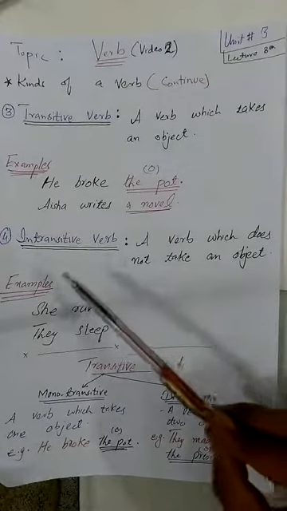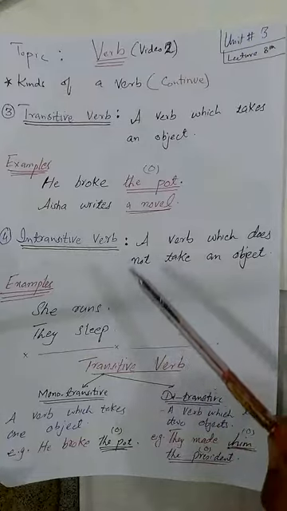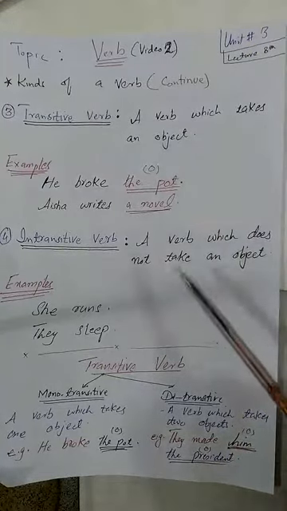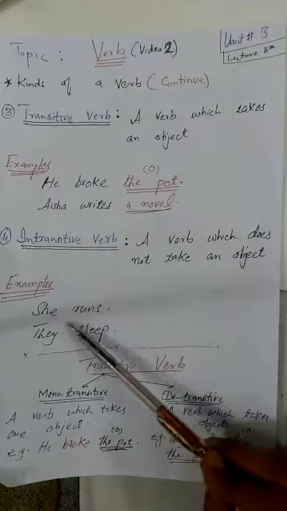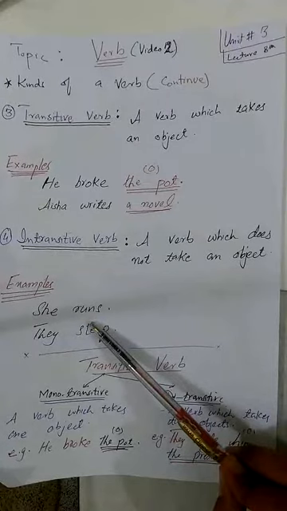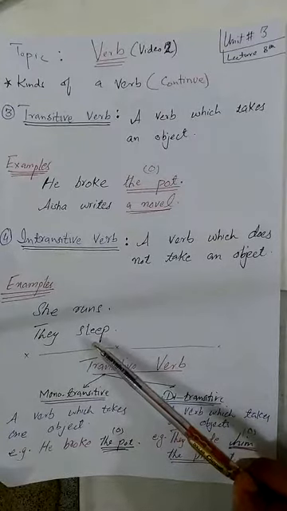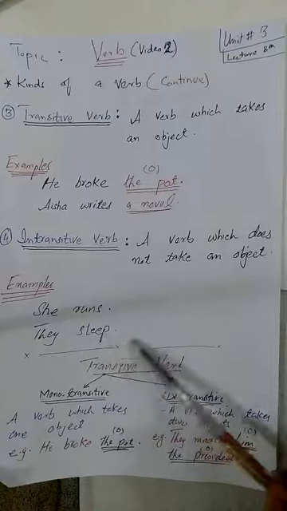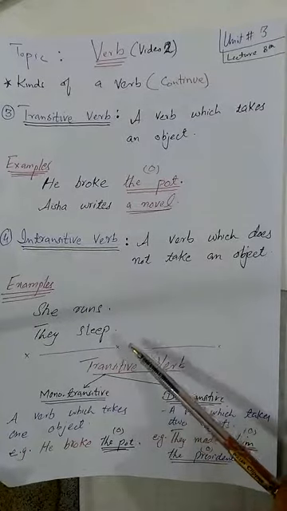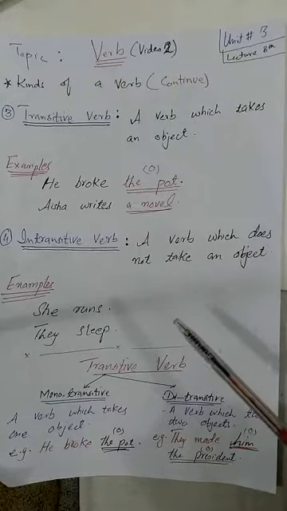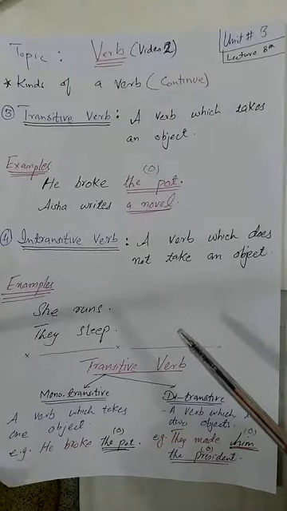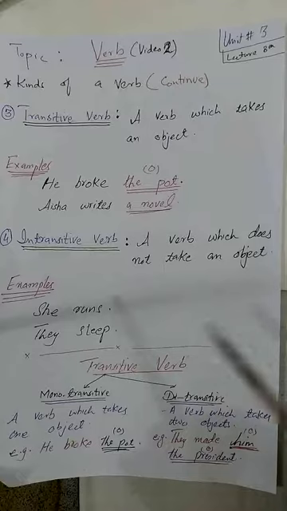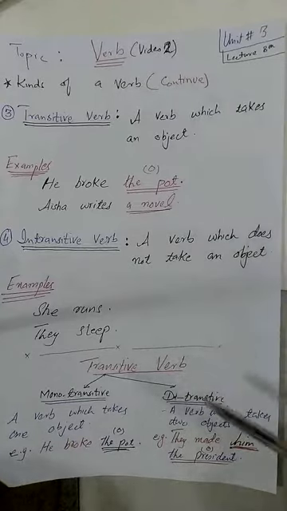An intransitive verb is, on the other hand, opposite to the transitive verb. A verb which does not take an object. How? Suppose you say, she runs. Yes, the meaning is complete. She runs. Similarly, they sleep. Again, the meaning is complete. You do not need an object here to complete the meaning. So this is the difference between transitive verb and intransitive verb. A transitive verb requires an object, and an intransitive verb does not require an object. Okay, that is clear, I hope so.